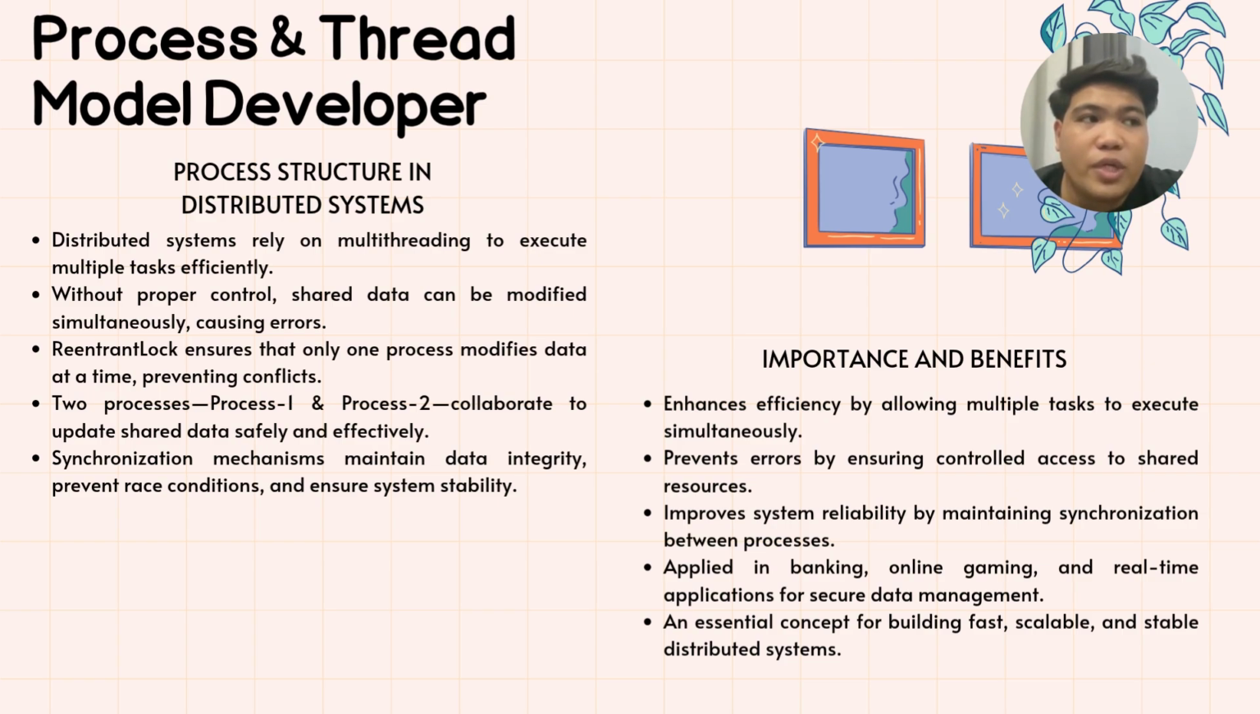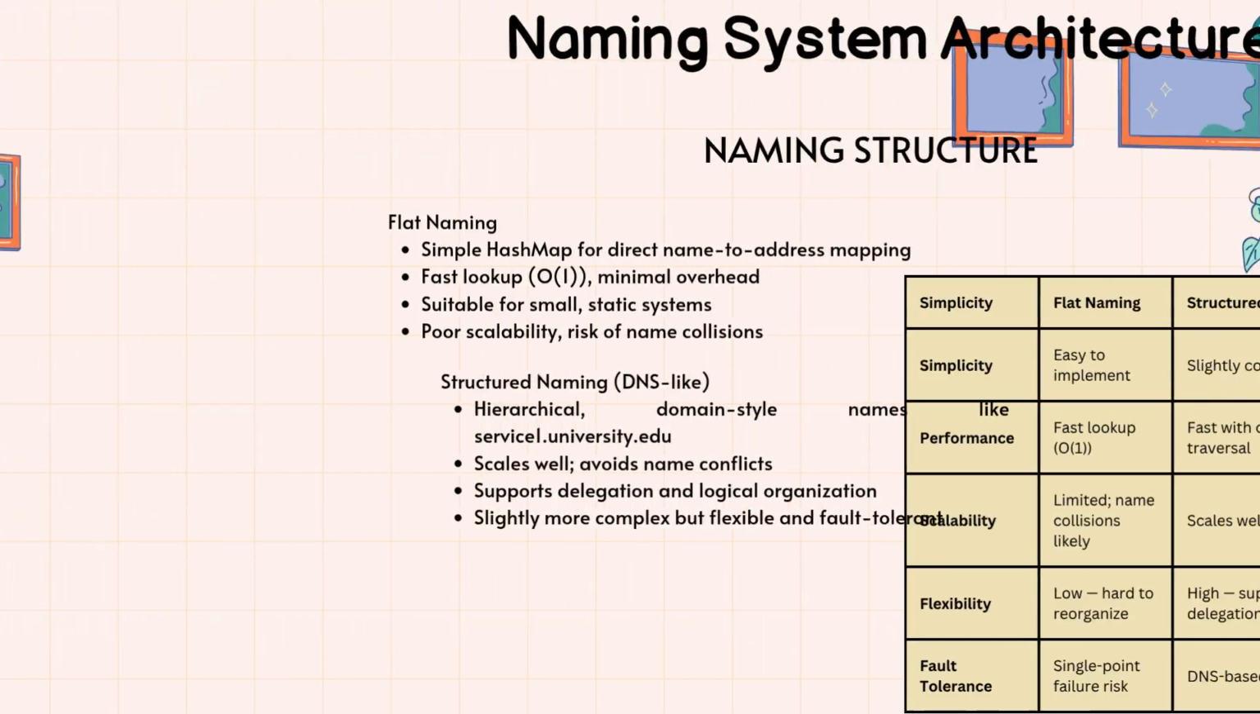Now I'm going to move to importance and benefits. It helps the system work faster by allowing multiple tasks to run at the same time. It stops errors by controlling access to shared resources. It keeps the system stable by making sure processes stay in sync. It is used in banking, online gaming and real-time apps to protect data. A key idea for making strong and fast distributed systems, it helps businesses and applications scale efficiently while staying secure.